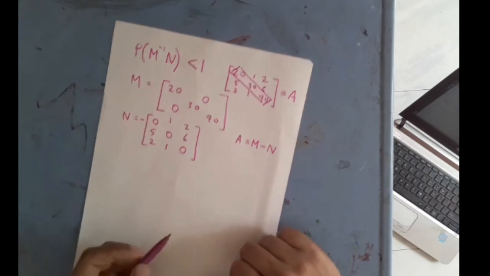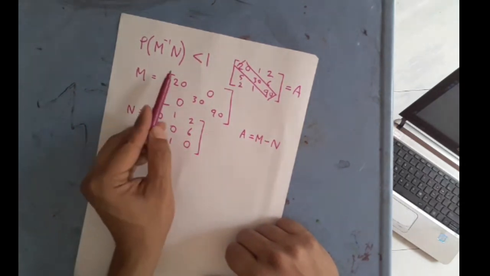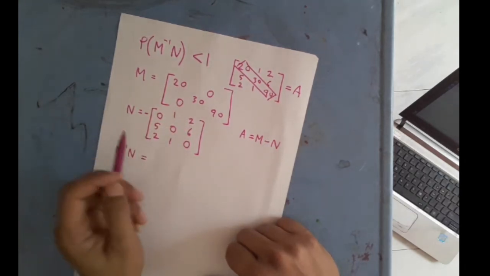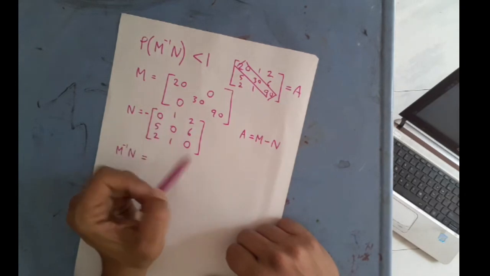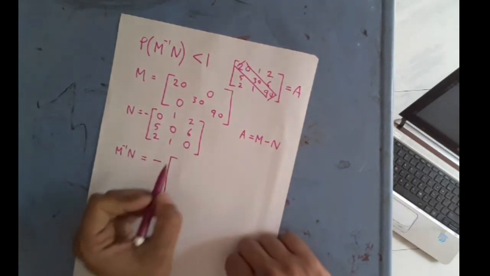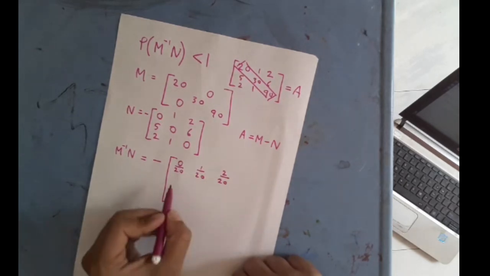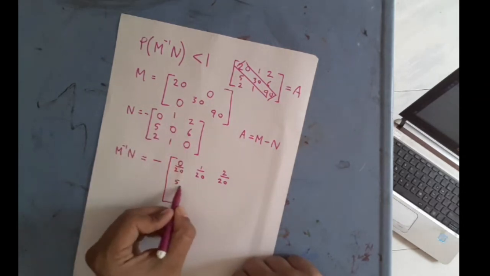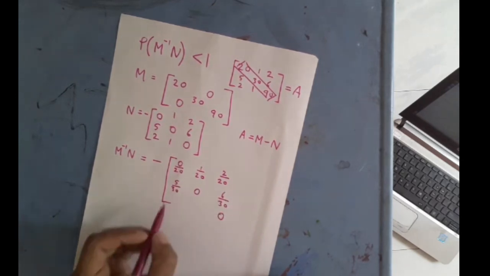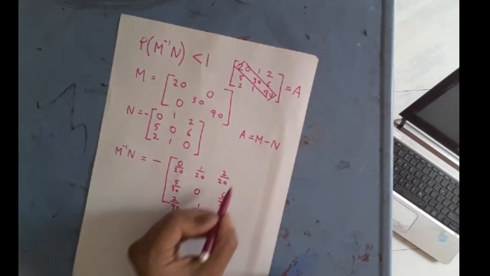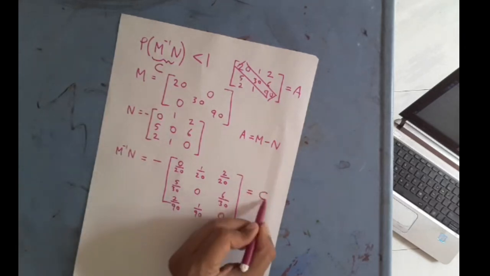So what is M inverse N? Let's work that out. M inverse is 1 over 20, 1 over 30, 1 over 90, and when you pre-multiply N with that, this has the effect of dividing all the entries in the first row by 20. So, keeping the minus outside, it will be 0 by 20, so it remains 0, 1 over 20, 2 over 20. You divide all the entries in the second row by 30, so 5 over 30, this 0 remains 0, and 6 over 30. And finally, here this 0 remains 0, you divide everything by 90, 1 by 90. Let's give it a name, I'll call this matrix C.